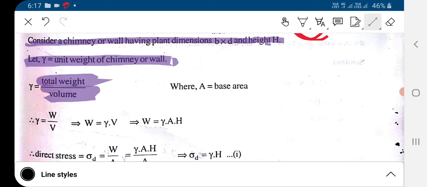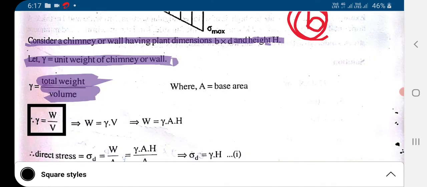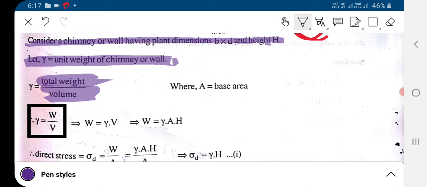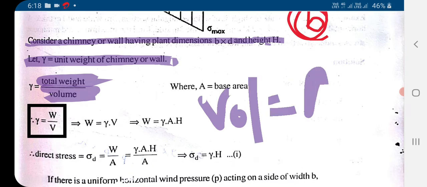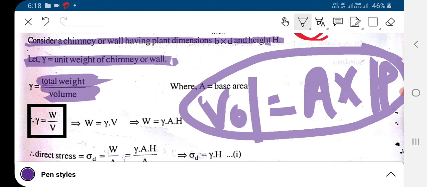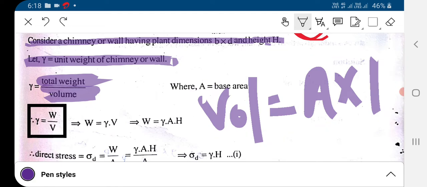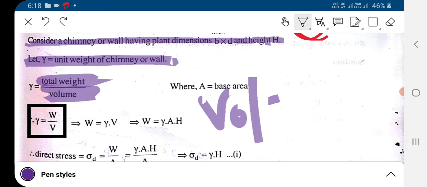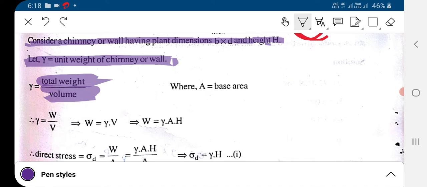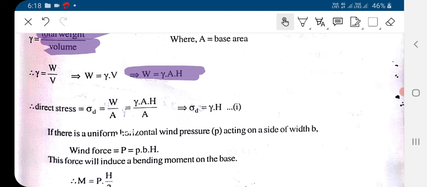We can easily write it as weight divided by volume. So now, weight will be equal to what? From this equation, weight will be equal to volume into unit weight. Now we know what volume is. Volume will be nothing but the area into height H. So in place of volume, I can write area into height. Likewise, we can get the equation for the weight.